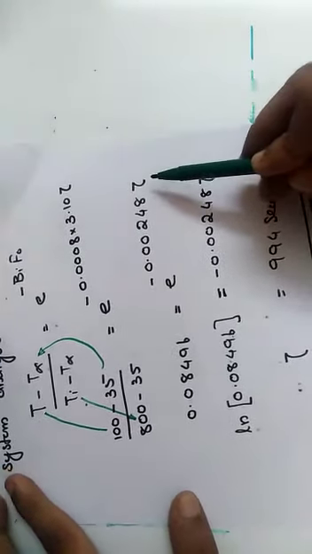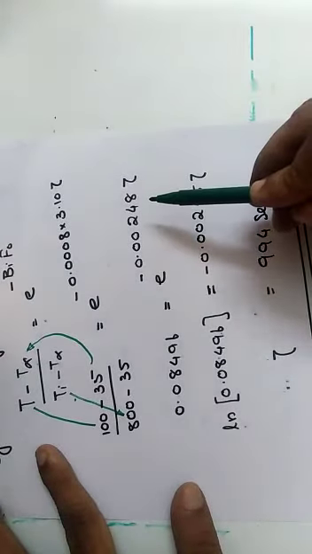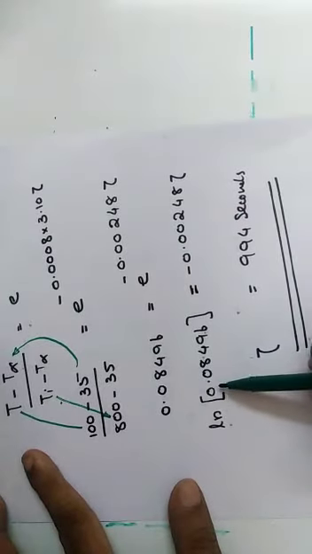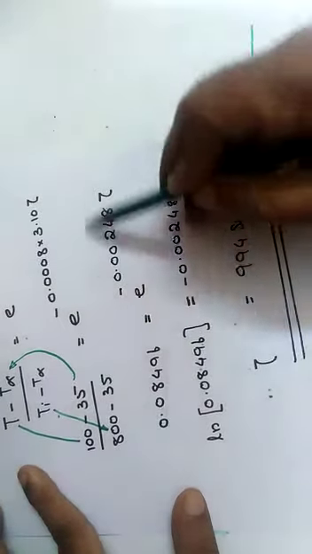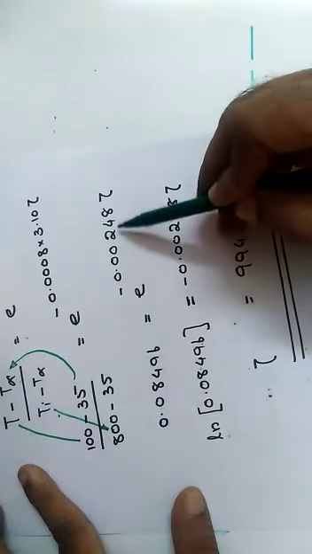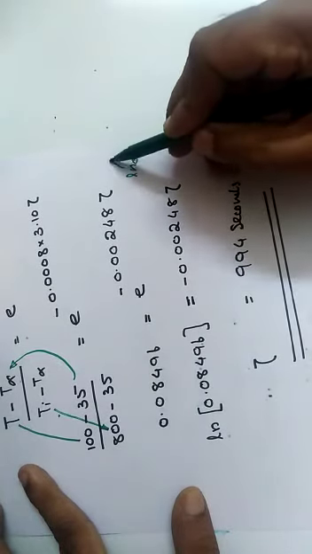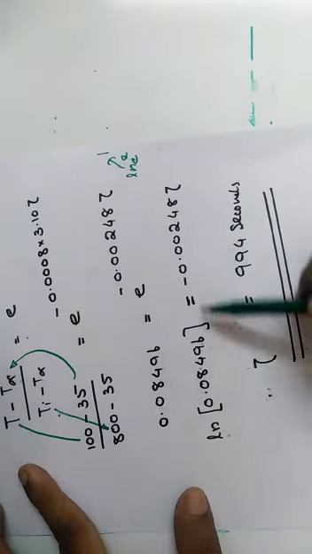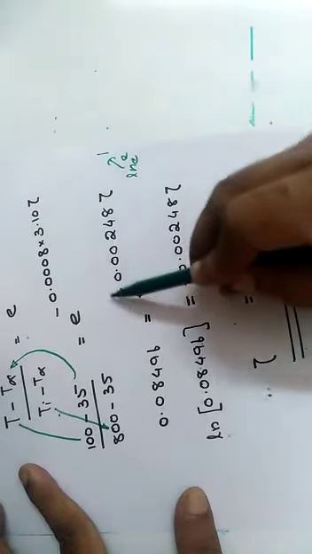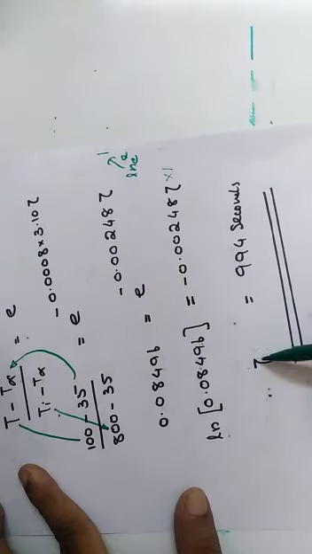In order to solve for tau, take natural logarithm on both sides. When you take natural logarithms on both sides, ln 0.08496 equal to this term, this power minus 0.00248 tau into ln e to the base e, which is equal to 1. So ln 0.08496 equal to this power into 1. So solving this equation, you will be getting tau equal to 994 seconds.